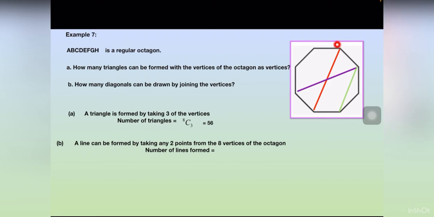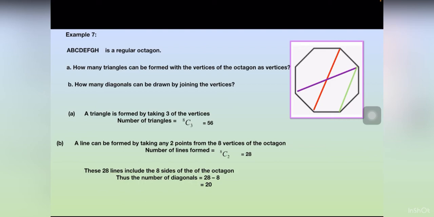We take 1 vertex and another vertex, we join them together, we have a line. Also, we join these together, we have a line. Any 2 vertices, if we join together, we get a line. So any 2 points from the 8 vertices give us a line, so the number of lines is 8C2. But this 28, since 8C2 is 28, includes the 8 sides of the octagon.